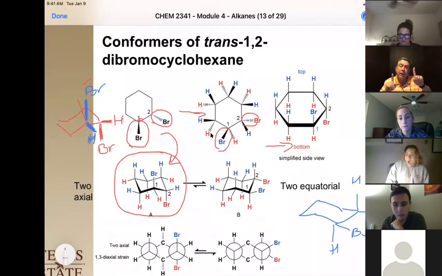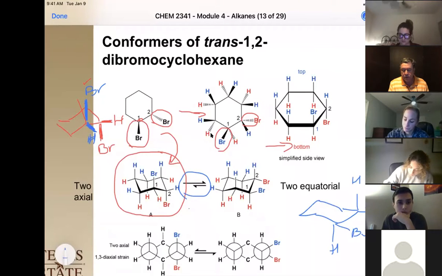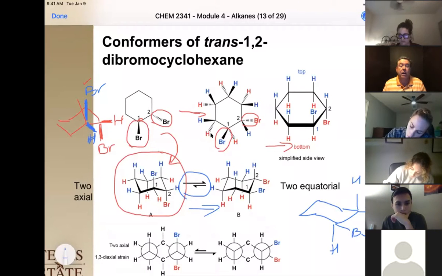So our bromines that were axial, when they flip, become equatorial. Now we have both large groups equatorial. So that's going to be the reason this is shifted to that side. Our largest groups are both equatorial. Okay, so now let's take that and turn it into a Newman projection.